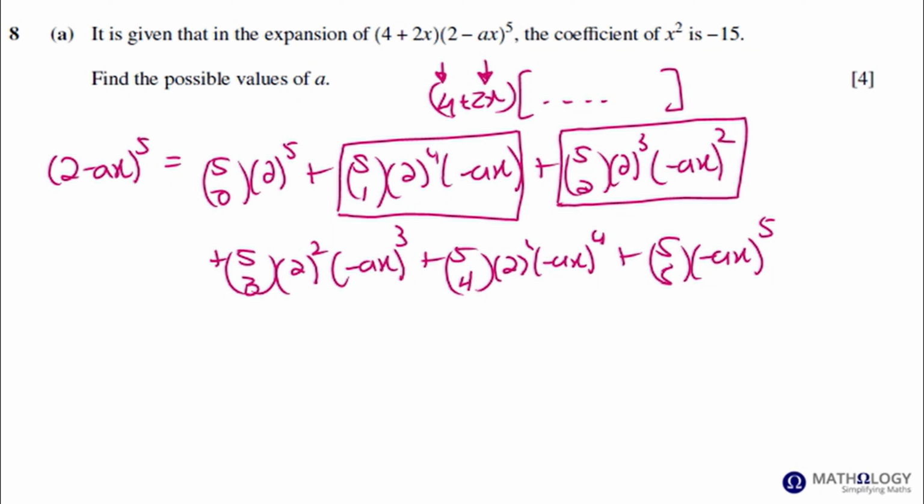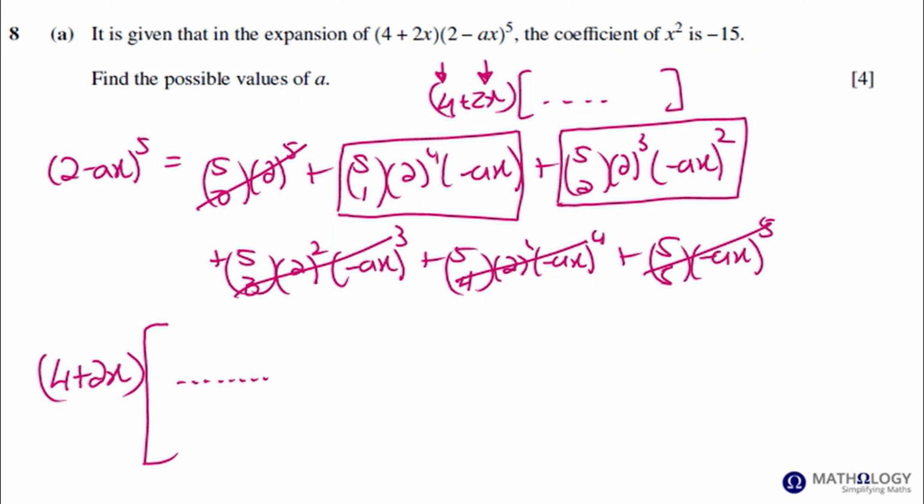All the other terms will not give us a term in x squared. 4 times this term will not, and 2x times this term will not, so we can discard that term. This term over here contains a term in x cubed. When we multiply it by 4 or by x, we're not going to get a term in x squared, so that is also discarded, as is that term and that term. So we're just going to put an ellipsis there, just to indicate the terms that precede the terms we're going to write down.